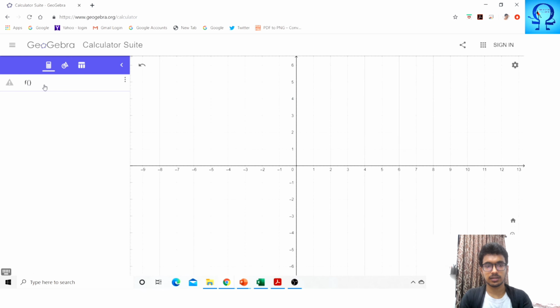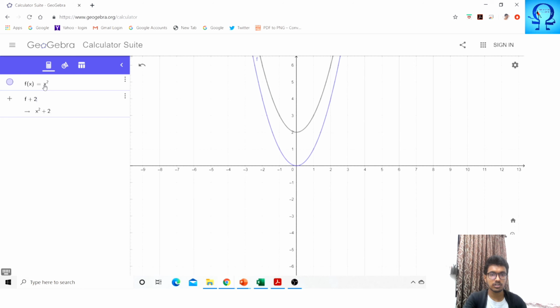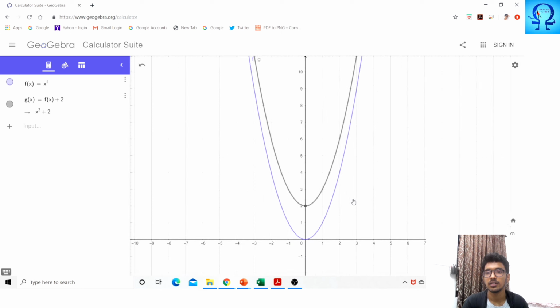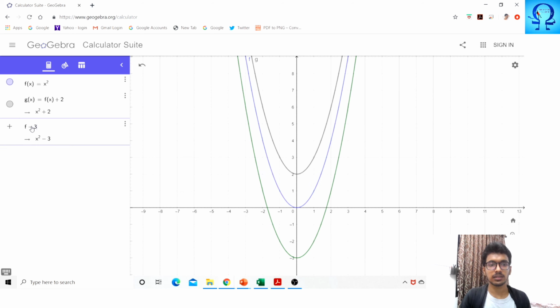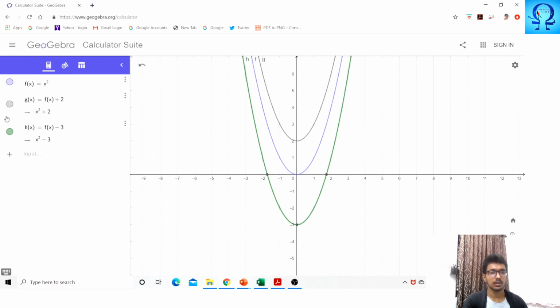Let us consider the function f of x as x squared. Now what I am going to do is shift 2 units upwards. So this purple is the original graph and you may see that it is moved 2 units upwards. Now I am going to move this downwards by 3 units, the green one that you can see. The blue one is the original function. I have shifted it vertically downwards by 3 units.